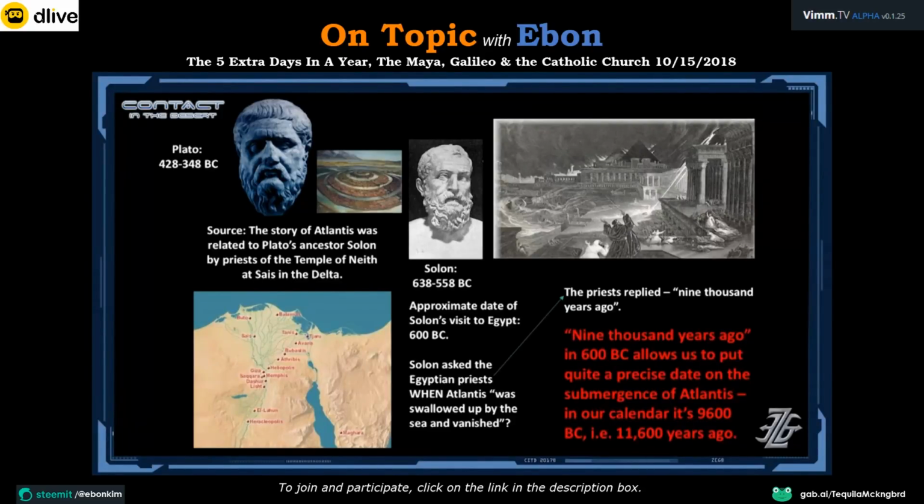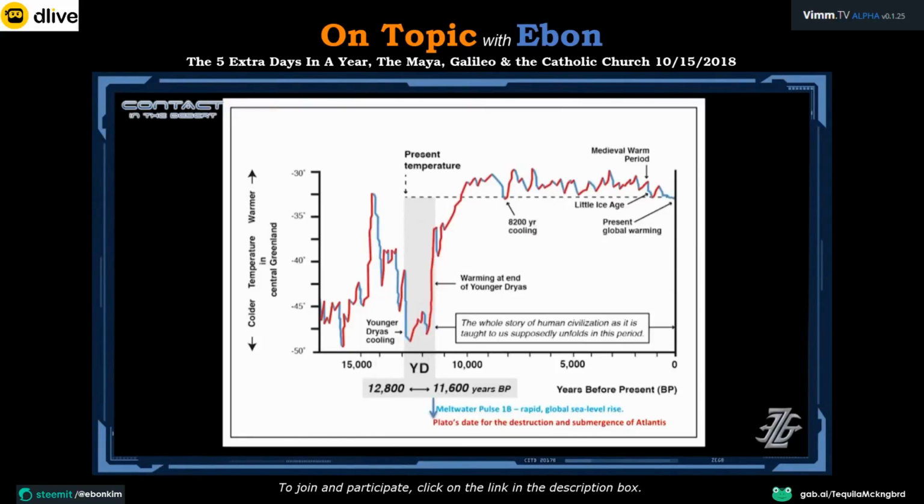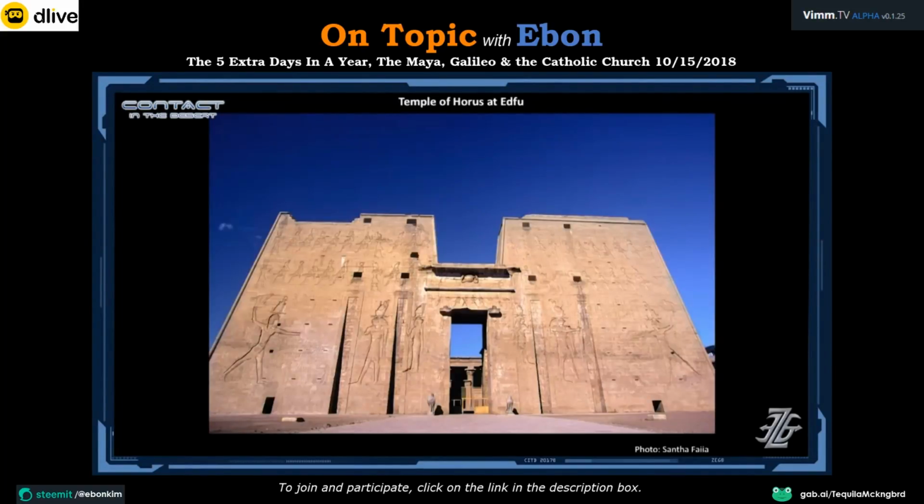So if Plato made the story of Atlantis up, it's really quite astonishing that he gives us a date that accords with the latest geological science on the cataclysm at the end of the Younger Dryas. So there's Plato's date for the destruction and submergence of Atlantis.